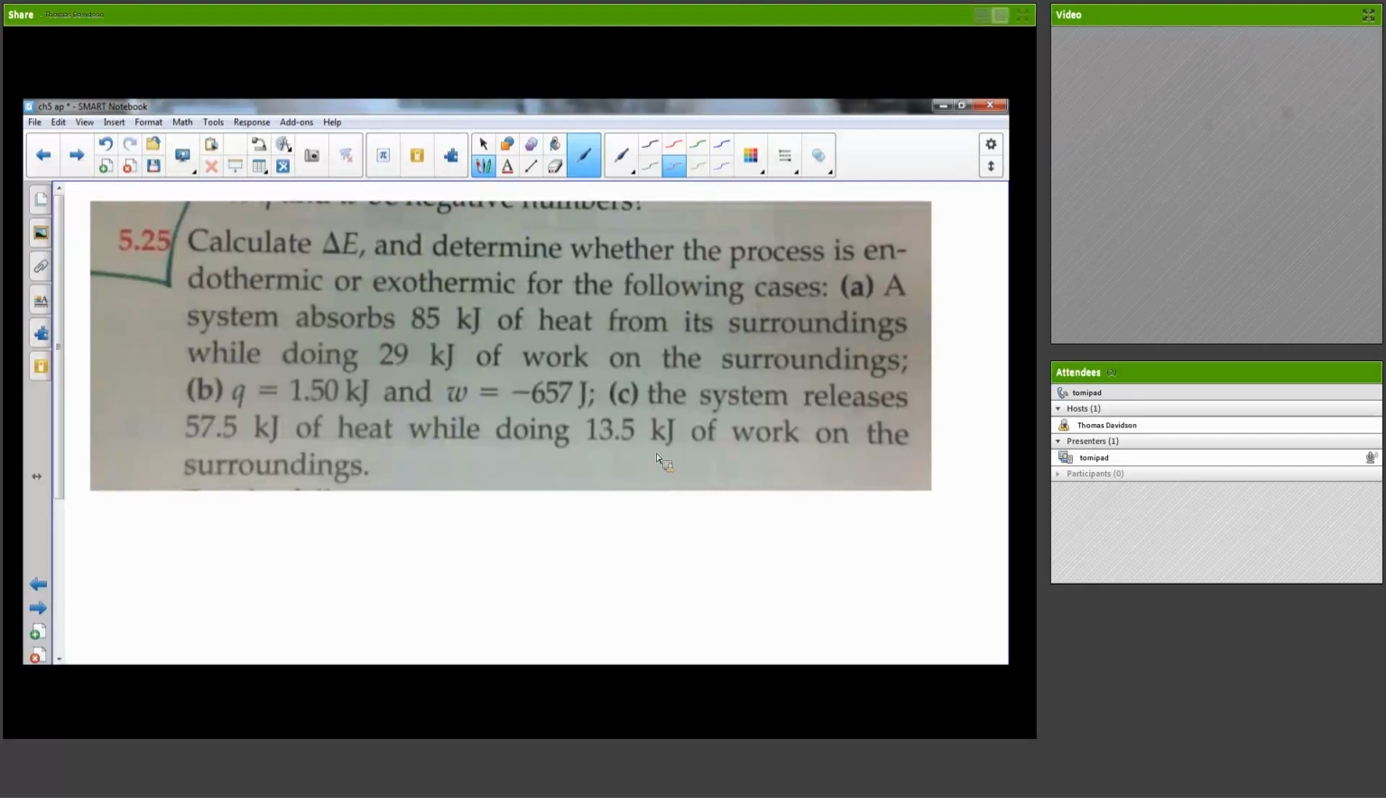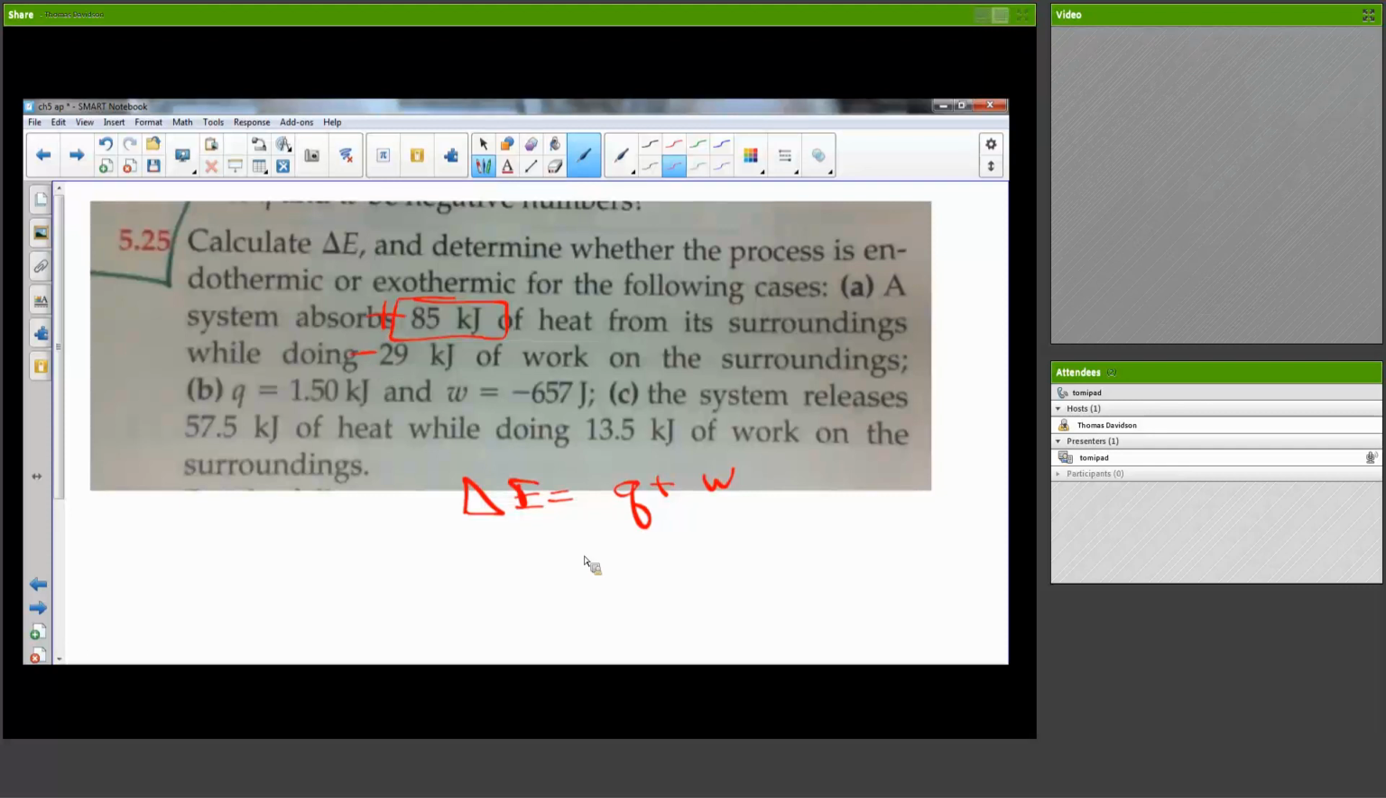One equation, right? Delta E equals what? Q plus W. All right. So we just had to plug these things in and make sure that we understood them correctly. So we have a system absorbs 85 kilojoules. So is that a plus or a minus sign? That's a plus sign. Of heat from its surroundings while doing 29 kilojoules of work on the surroundings. So is that a minus or a plus? That's a minus. Okay? If it absorbs, it's endo. If it does work, it's exo.